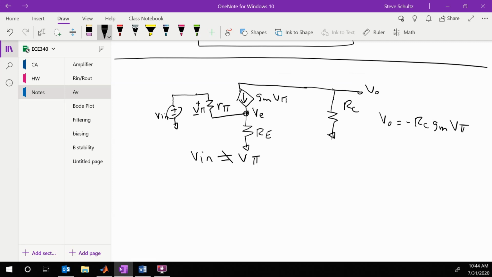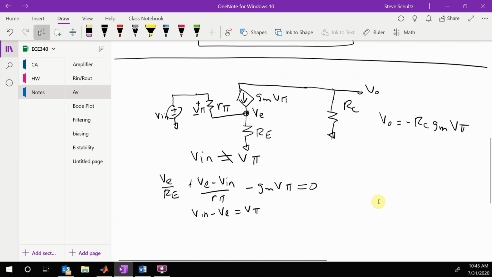So what we see here is now we're just going to do a node voltage right there. So we are going to go VE over RE plus VE minus V in over R pi minus GMV pi, and then we also equals 0. And then we also see that V in minus VE is equal to V pi.